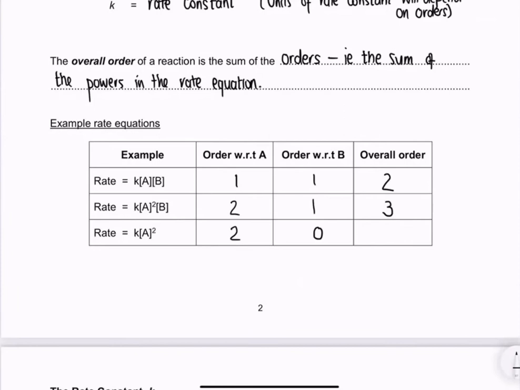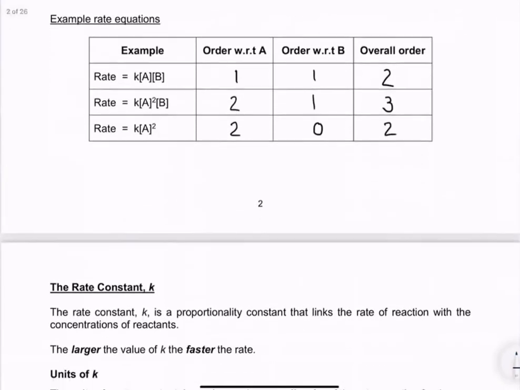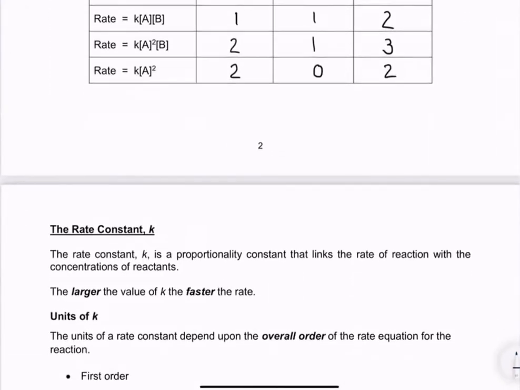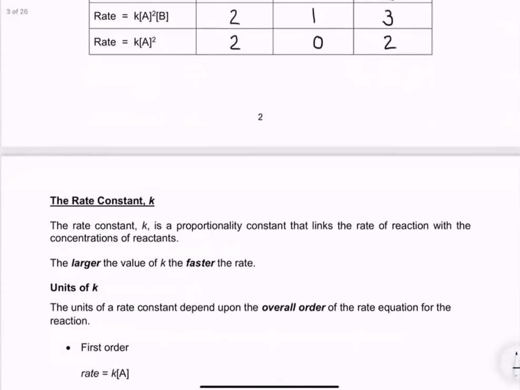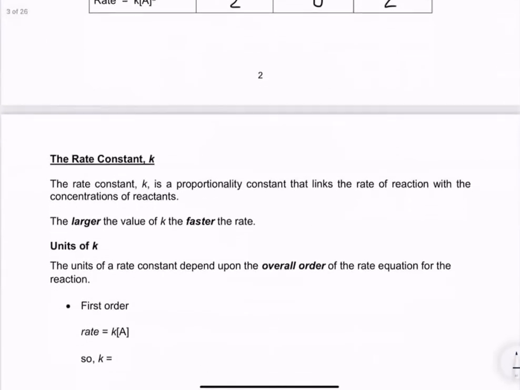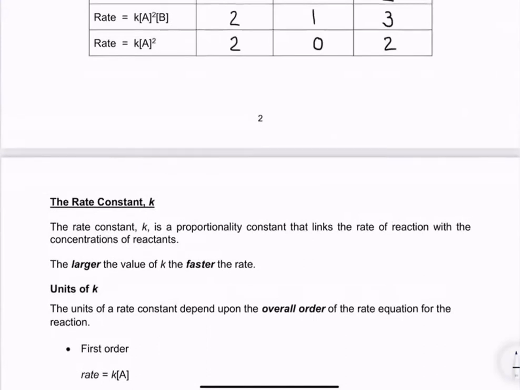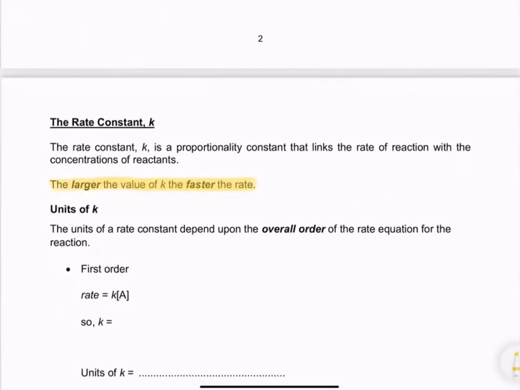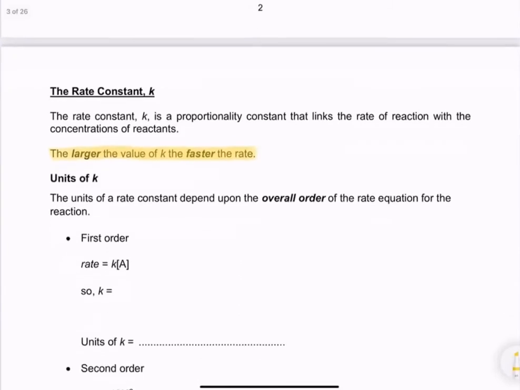No order, and therefore the sum of those is a 2. So what we're going to do now is take a minute to look at what the rate constant K is. It's just a proportionality constant. It's going to link rate to concentrations, and we know that the larger the value of K is, the faster the rate of the reaction is going to be, because when we increase K, rate is also going to increase. Therefore the larger the value of K, the faster the rate.